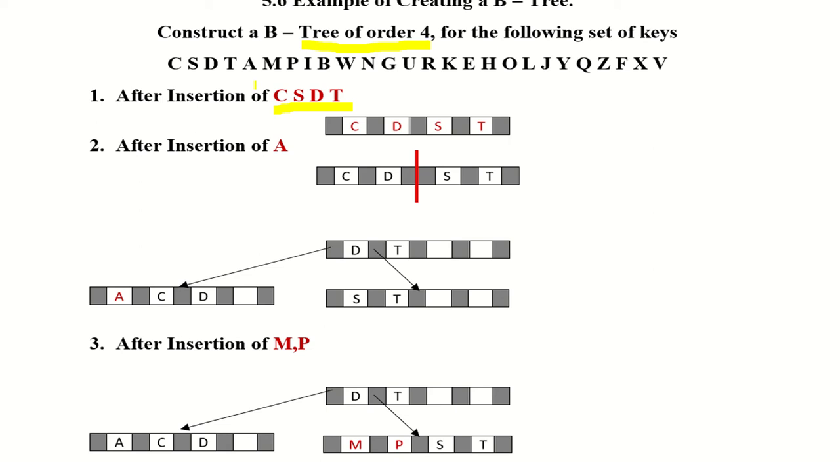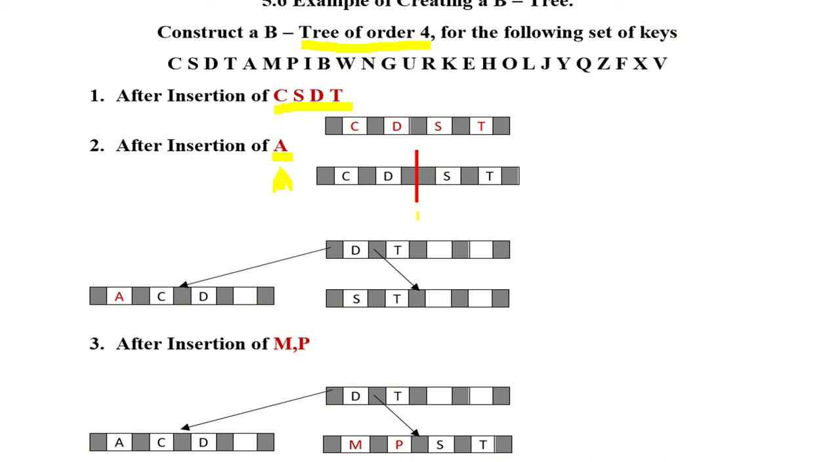Okay, now I'm trying to create the first node with C, S, D, T. So 4 slots are created with their references. Now we'll go for the next element, that is A. For inserting A, I have to split, because I cannot write A, the 5th element, inside my node.